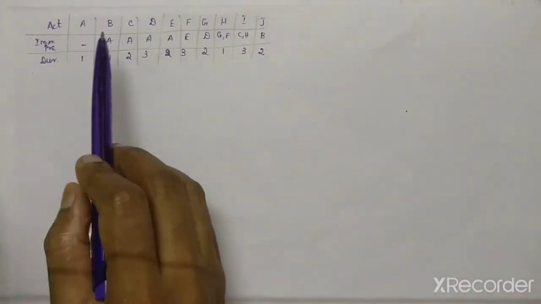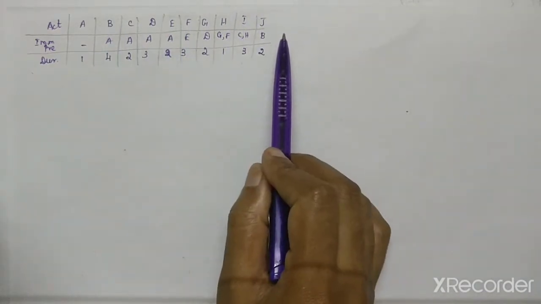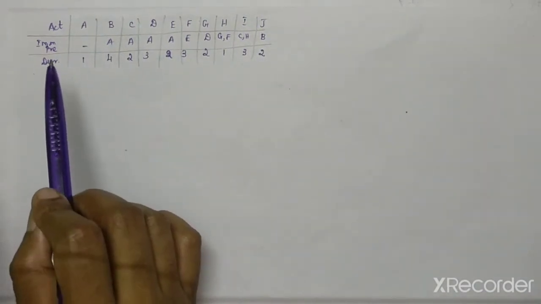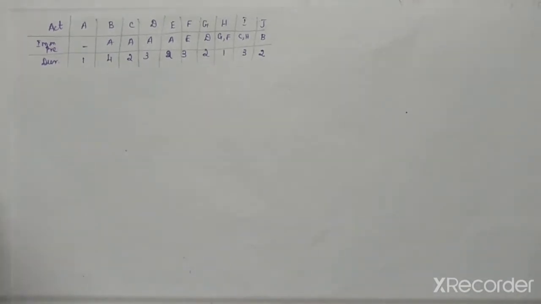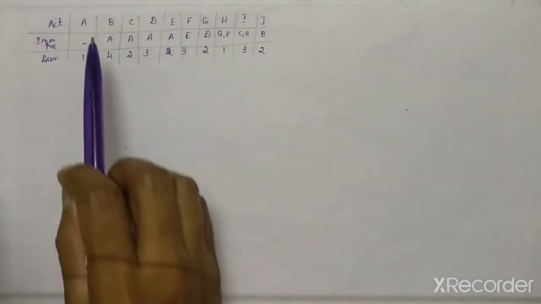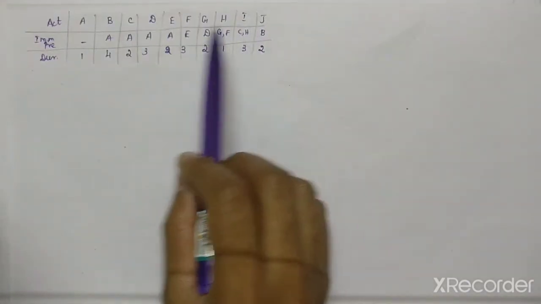The problem gives activities from A to J, with their immediate predecessors and durations. First you have to draw the network and then substitute the duration values. Afterwards we have to find the critical path. First you simply draw the network, afterwards we do the substitution. So here we have activities A to J.